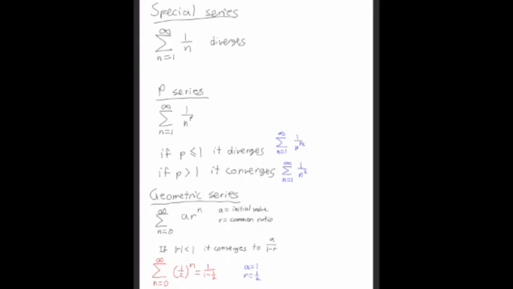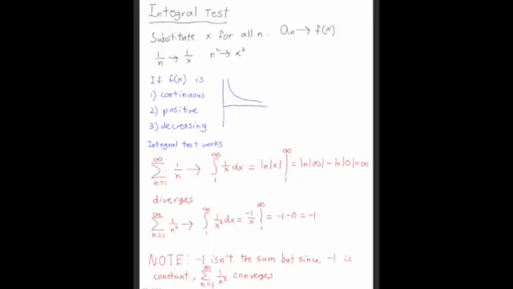1 minus 1/2. So for the integral test, you want to substitute x in for all the n's in the series. For example, 1 over n becomes 1 over x, n squared becomes x squared. So if this new f of x is continuous, positive, and decreasing, that means the integral test works. That fits perfectly with the 1 over n.